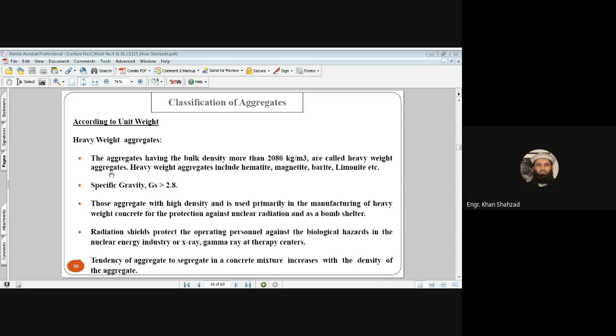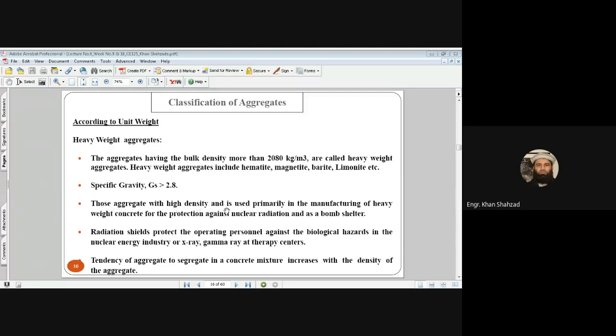You have to remember this figure. Heavyweight aggregates include hematite, magnetite, barite, limonite, etc. Normally we use barite for radiation shielding as well. These aggregates are used as heavyweight aggregates, and they can mitigate the radiation effect in hospitals and nuclear power plants. The specific gravity of these aggregates is greater than 2.8.